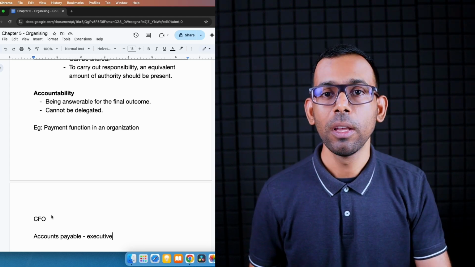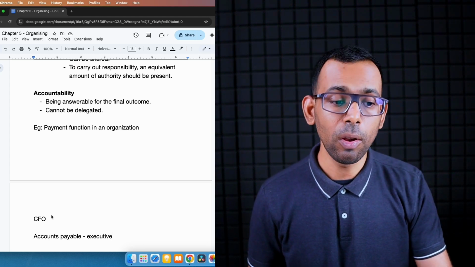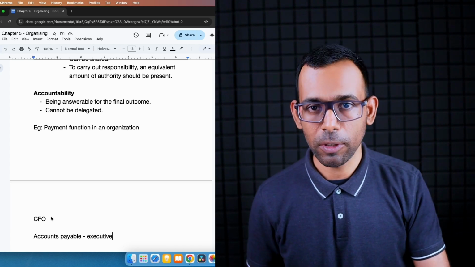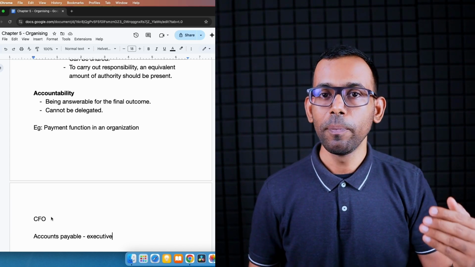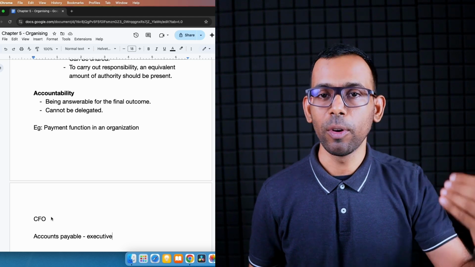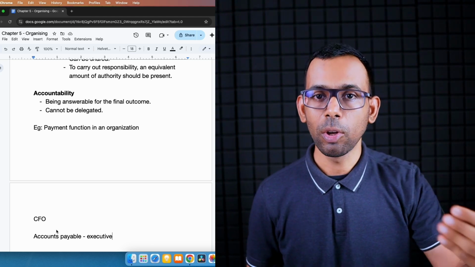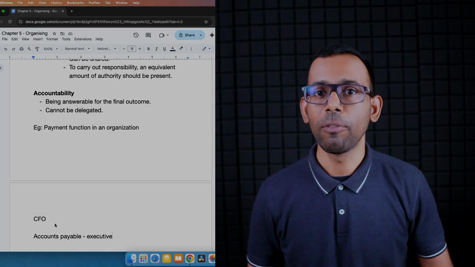So MD wants all his payments to be done on time, all his financial aspects to be taken care of. So that's why he has hired CFO in the first place. So every way possible, accountability flows upwards. The person at the bottom is always accountable to the person at the top. They are answerable that they are performing or not.